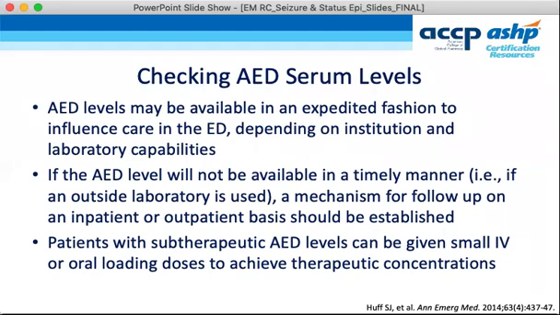If it is a level that does return in the ED, and the patient is subtherapeutic, so let's say we get a phenytoin level, the patient presents with a seizure, we get our level, it's subtherapeutic, then we can certainly give a loading dose to achieve therapeutic concentration. This can be either given intravenous or oral, depending on clinical situation, and the handout will go into more detail on that.